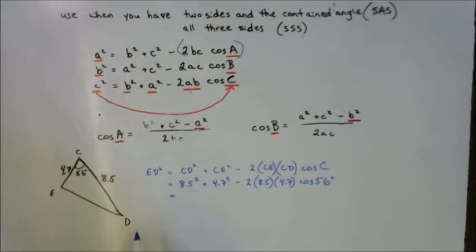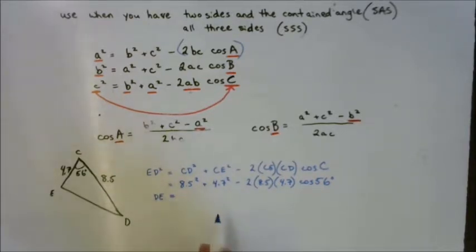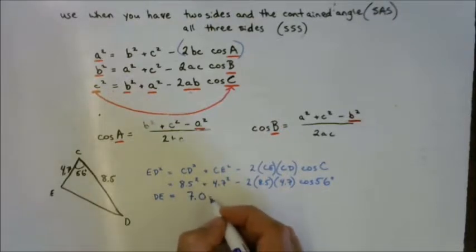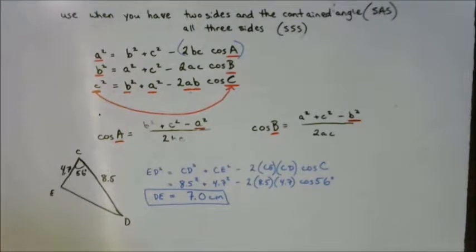I'm not going to do that. I'm just going to give you the answer. The answer here is DE. By the way, when you do get that answer, you'll still need to square root both sides. But here we go. DE is, you should get 7.0 centimeters. Without showing all the work.